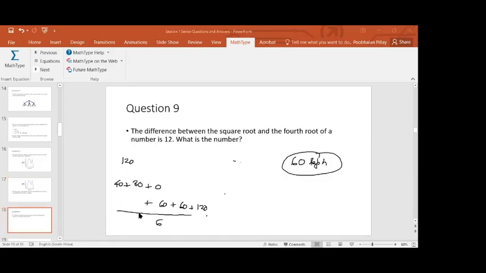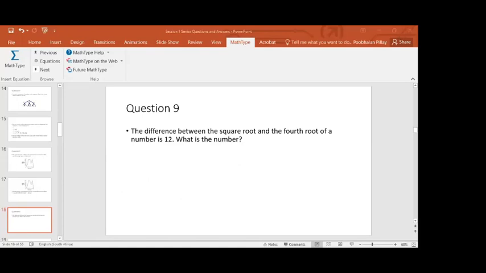Okay, so we now go on to question 9. The difference between the square root and the fourth root of a number is 12. What is the number? Okay, and this is another example where you might want to use x and say, let x be the number.